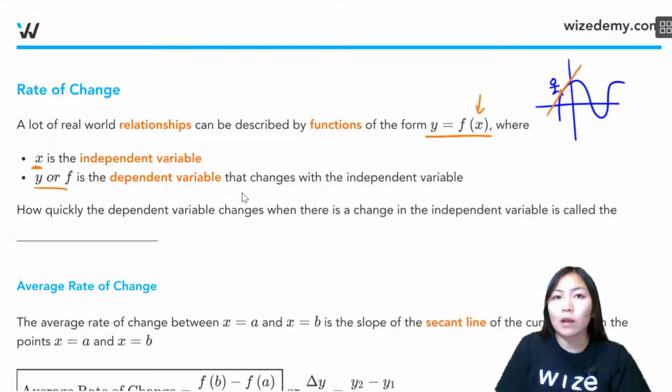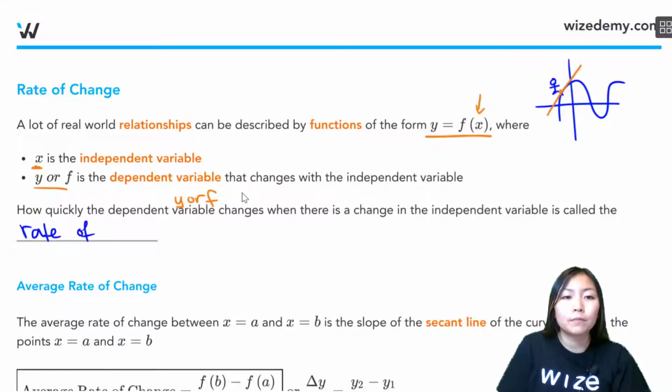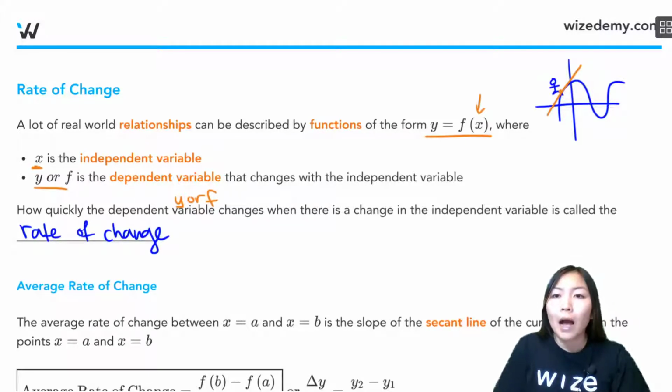So if you put in x equals 1, you get a certain value. If you put in x equals 2, you get a certain value. So the y or the f changes depending on the x, okay? Now, how quickly this dependent variable changes, meaning how quickly your y or f changes, when there is a change in the independent variable, this is called the rate of change. Okay, so for example, how quickly you're moving along the x-axis will dictate how quickly the y value or the height of the mountain is changing.